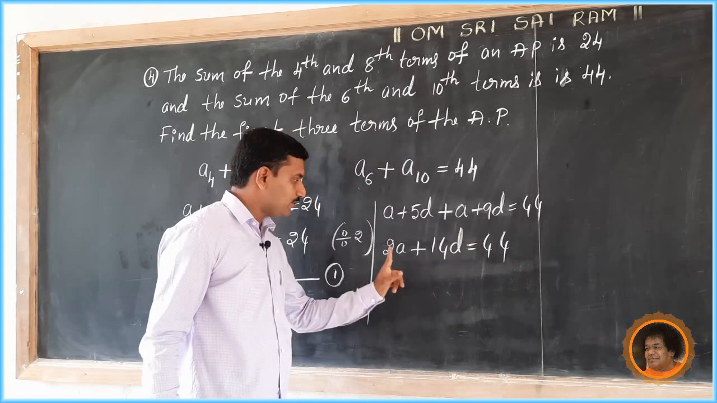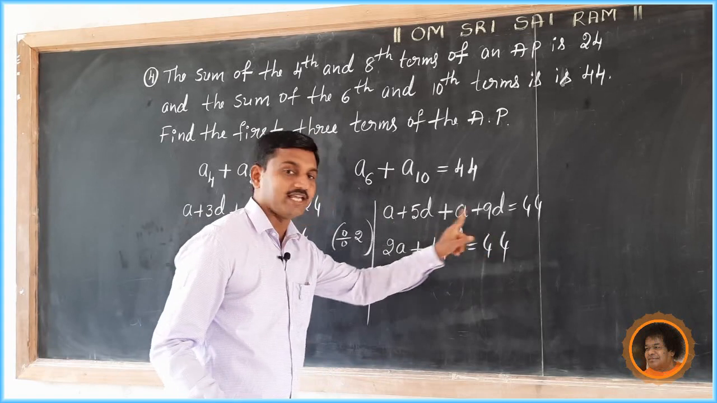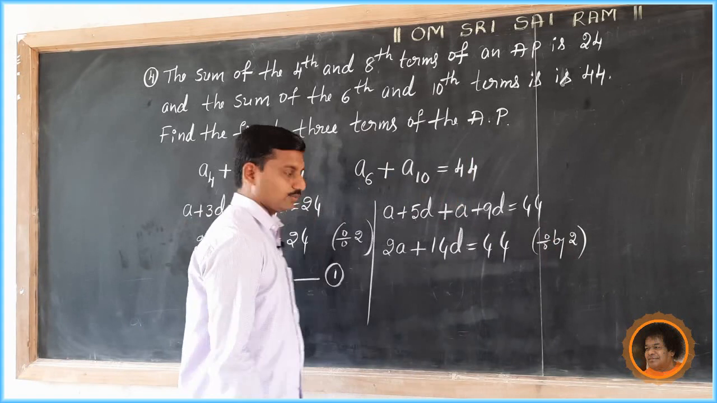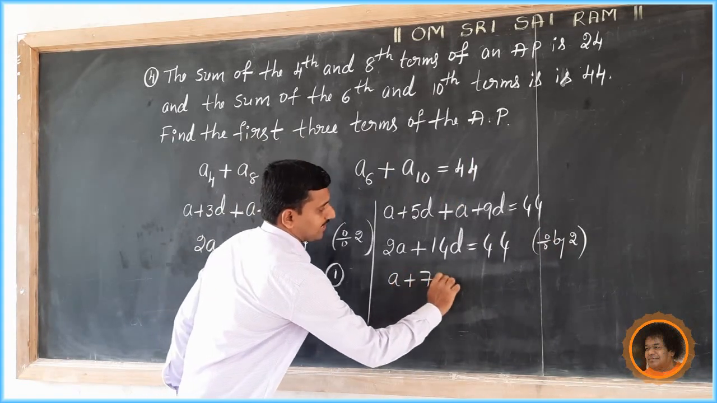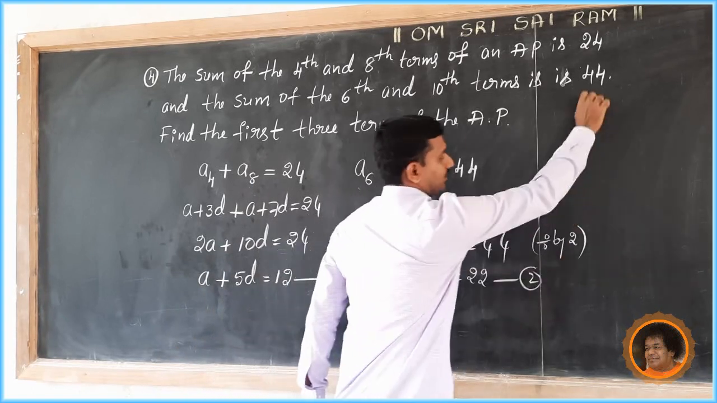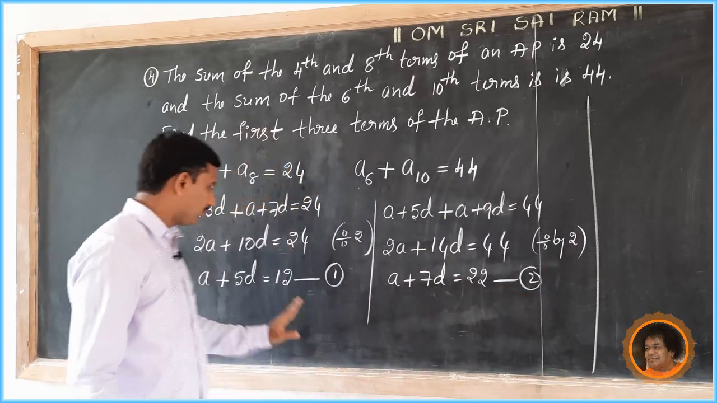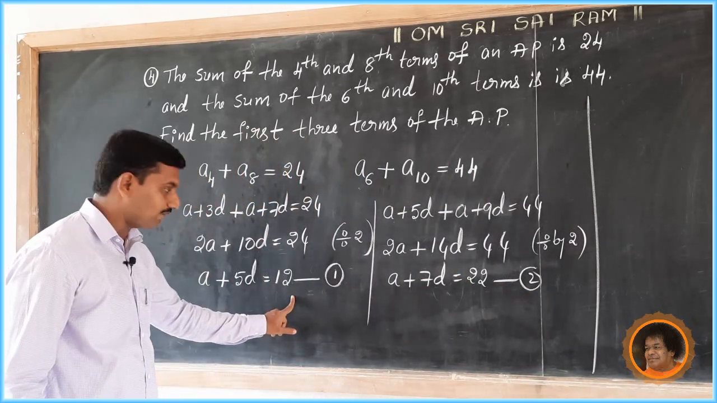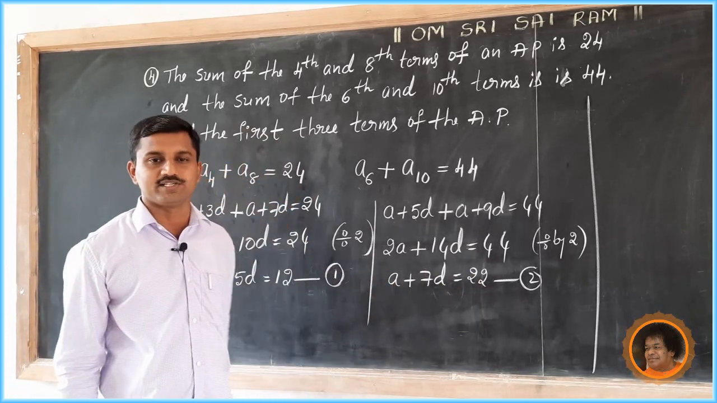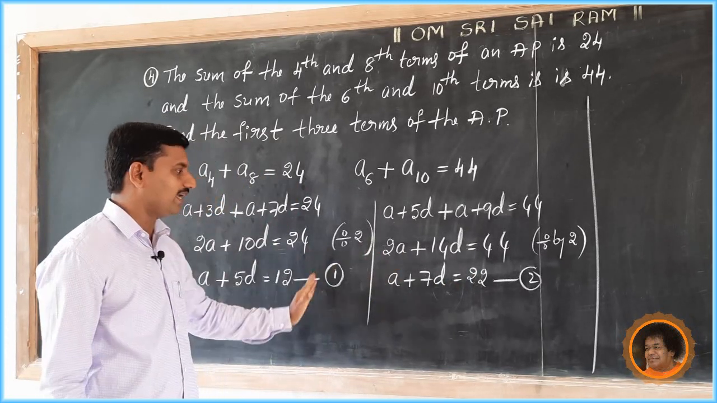Any common term? 2A, 14D, 44. 2 is the common term. Now divide the equation throughout by 2. So A plus 7D equal to 22. So equation number 2 is A plus 7D equal to 22. Now equation 1, A plus 5D equal to 12, and A plus 7D equal to 22. So these are the simultaneous equations. Now solve these equations and we get the value of A as well as D.